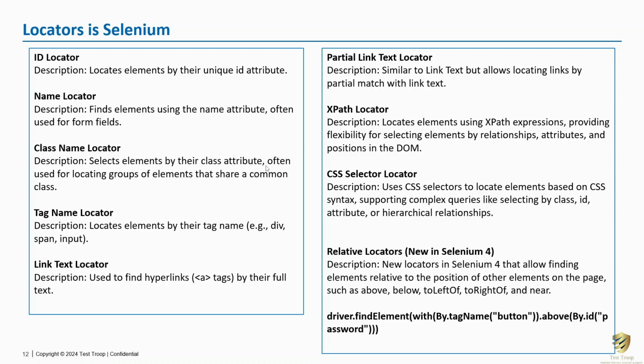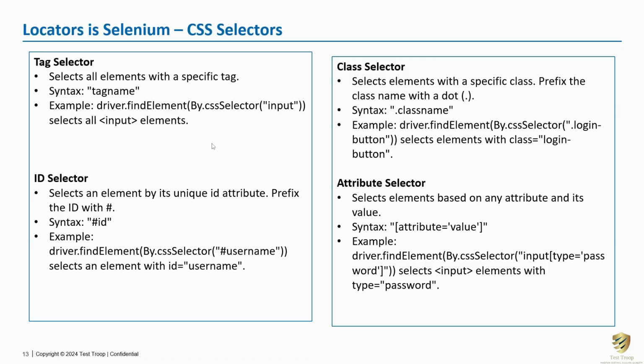The next one is also an important one, the CSS selector. The CSS selector is used to locate the element based on the CSS syntax, supporting complex queries like selecting by class, by ID, by attribute, by hierarchical relationships. Let us go and check how the CSS works. I have a detailed documentation on how the CSS works.